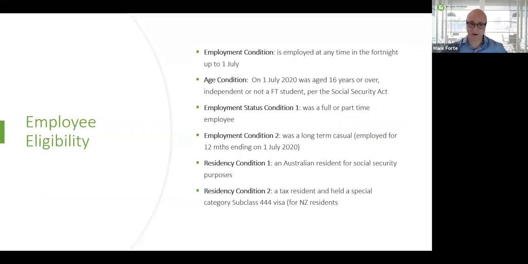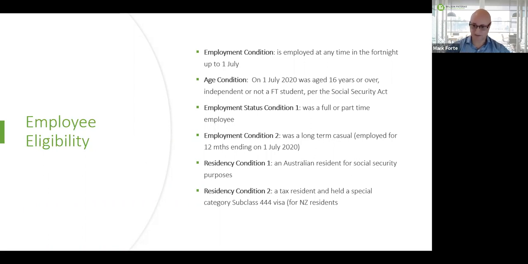Just go through this one fairly quickly. The obvious one is that you must be employed at any time in the fortnight up to the 1st of July. There's an age condition where the minimum age is 16 years or over, provided that person is independent, not a full-time student per the Social Security Act. Obviously, you must be employed full-time or part-time, or be a long-term casual.